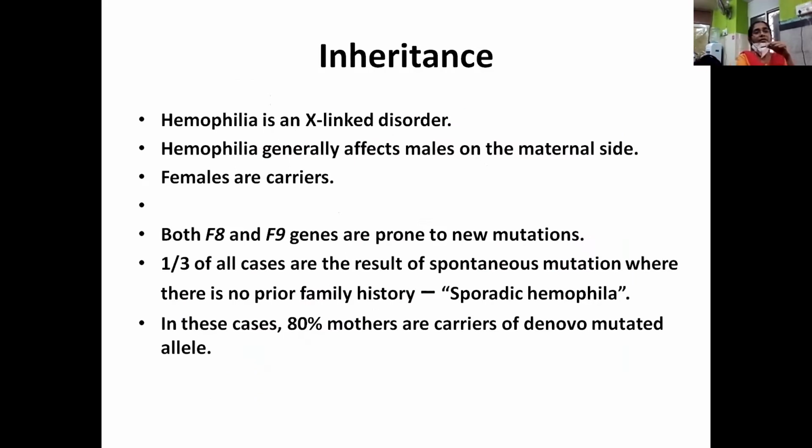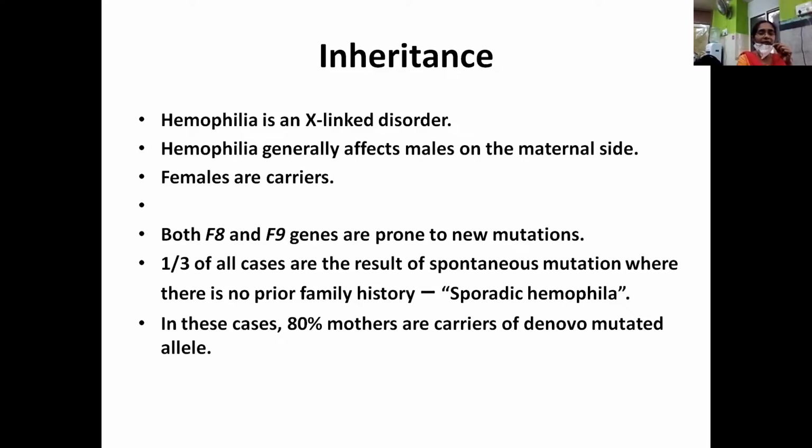Hemophilia is an X-linked recessive disorder. Since it is X-linked recessive, it mainly affects males on the maternal side, and females are usually carriers. Both the factor 8 gene and factor 9 gene are prone to new mutations. So in 2/3 of cases of hemophilia, you will get a family history. But 1/3 of all these cases result from spontaneous mutation in the germline. In those cases, you will not get a family history, and these cases are labeled as sporadic hemophilia.